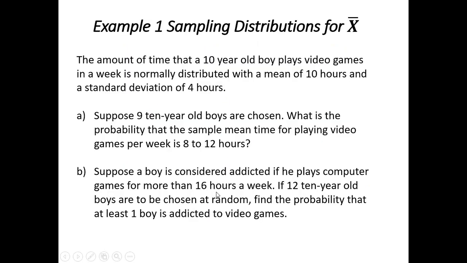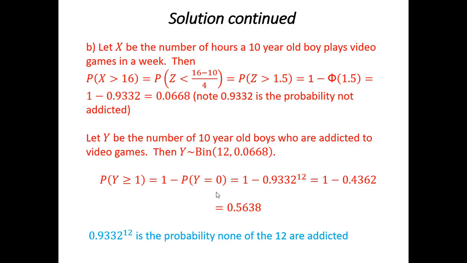Now part B, we're told, suppose a boy is considered addicted if he plays computer games for more than 16 hours a week. If we now take 12 10-year-old boys chosen at random, what's the probability at least one boy is addicted to video games? Okay, so at least one boy, well, that should start to get you thinking. Usually when you have a question where it says at least a certain amount, it's good to think about the complement. So here's what we're going to do.